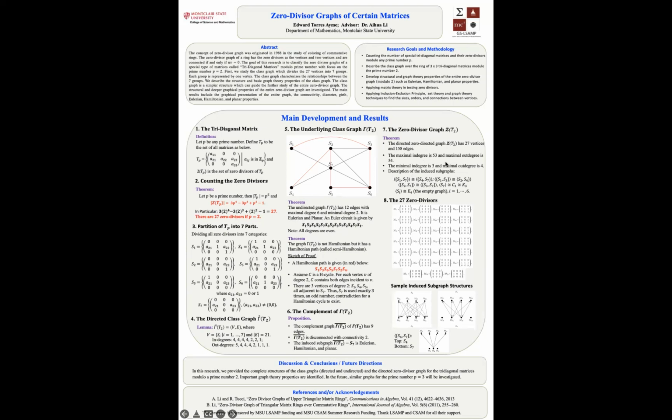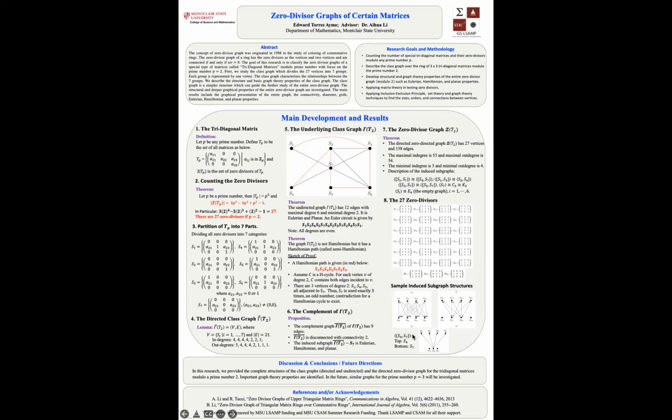So we continued on to the entire zero divisor graph. We show that it has 27 vertices, from our 27 zero divisors, and it has 158 edges, the connections between those matrices. We show that some of the matrices are in fact isomorphic to one another, as described here. S1 is isomorphic to S7, and so on. Here we list the 27 zero divisors.